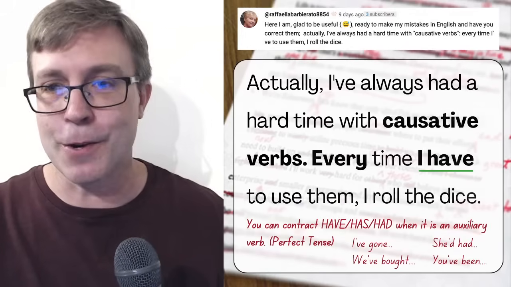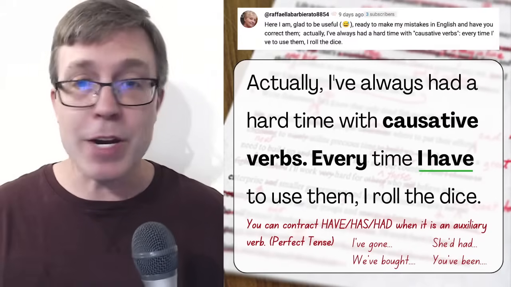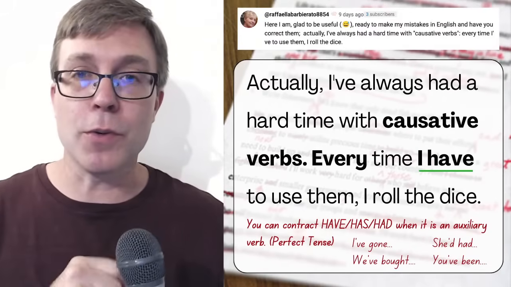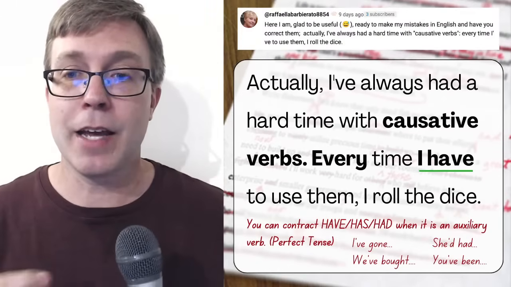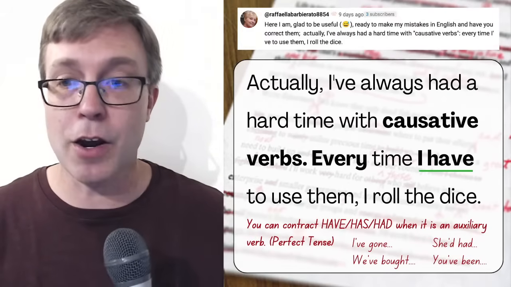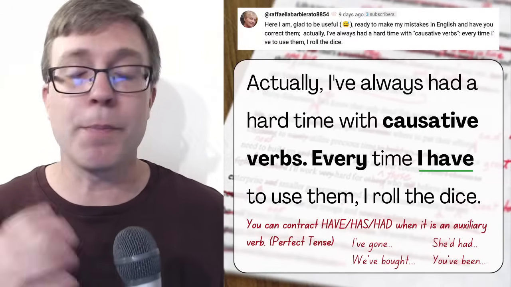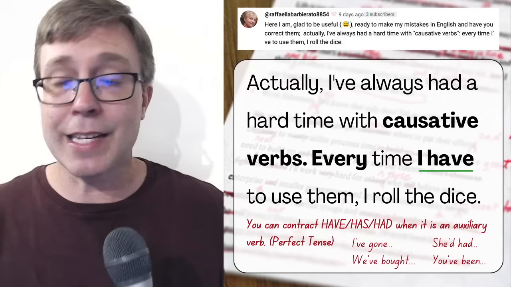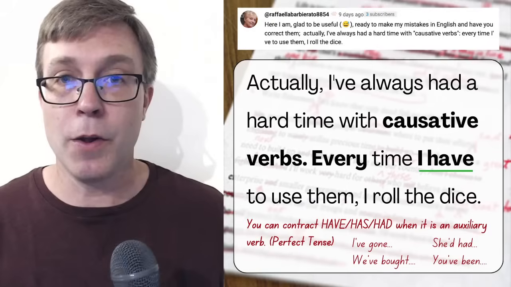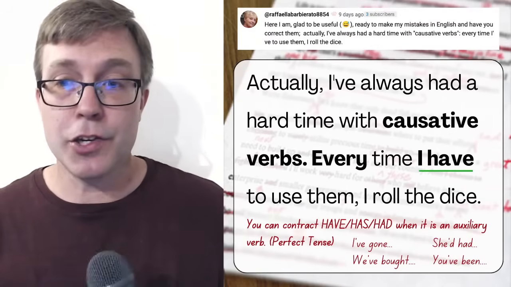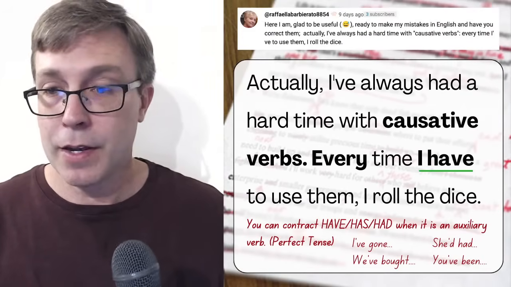Julia, Fabio, nice. So we need to, well, just write, I have to, and we're not going to contract that. And I've given you the rule that you can follow down below, that you can contract have, has, had when they are an auxiliary verb. So in this case, think about the present tense, or the perfect tense, where it's a helping verb. So instead of I have gone, I've gone. We have bought, we've bought. She had been, she'd been.